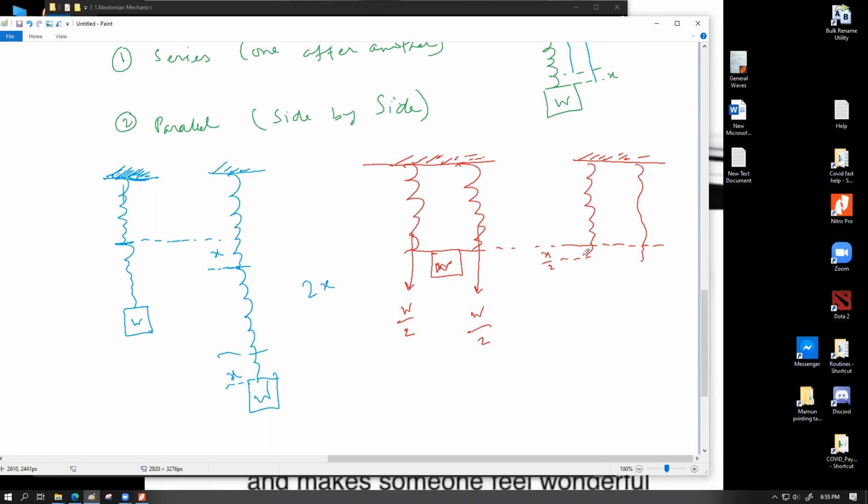So this was the original level of the two springs bottom. Now the new lower level should be X by 2 below the original level, under the effect of W load. So in altogether sense, what is the total extension of the whole combination? Is it X by 2 plus X by 2, X, or is it only X by 2? How much longer did the combination get? Only X by 2.